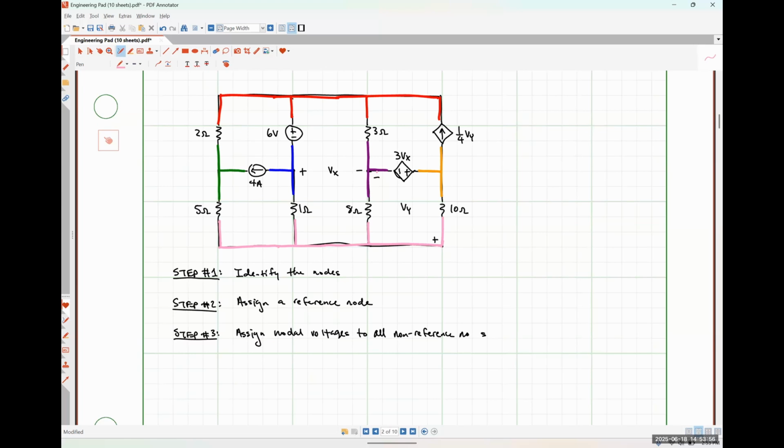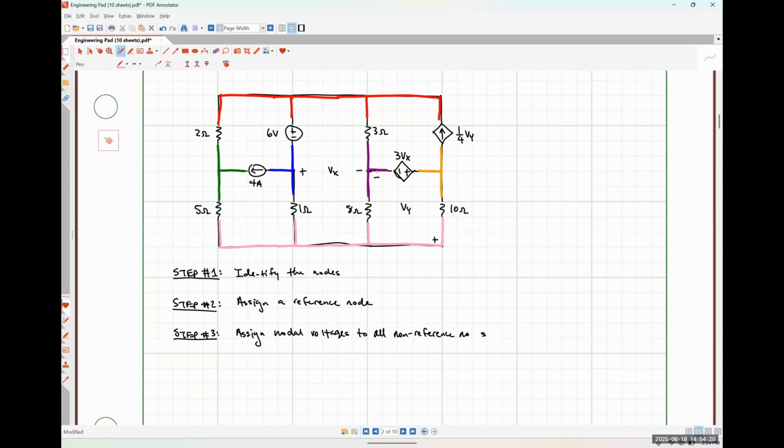Technically, we could still use the green node or the pink node if we were so inclined. We're just going to wind up having to write slightly more complicated equations if we choose one of those guys, but it's not impossible by any stretch. So I'll let you guys pick which of our nodes is going to be the reference node.